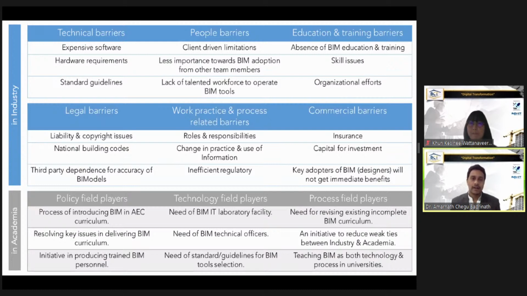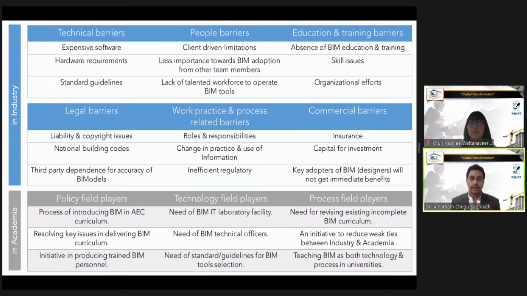Legal barriers: liability and copyright issues. Some teams develop objects, some people develop a BIM model to some LOD, or some people keep updating the data onto the model during construction. People feel that I own this data or I own this model. Understanding this and having it in the contracts is very important. National building codes were missing, and there is third-party dependence for accuracy of BIM models. I may need to depend on the design team for what they're giving, and then if I start constructing something and errors come in, I cannot have a blame game.